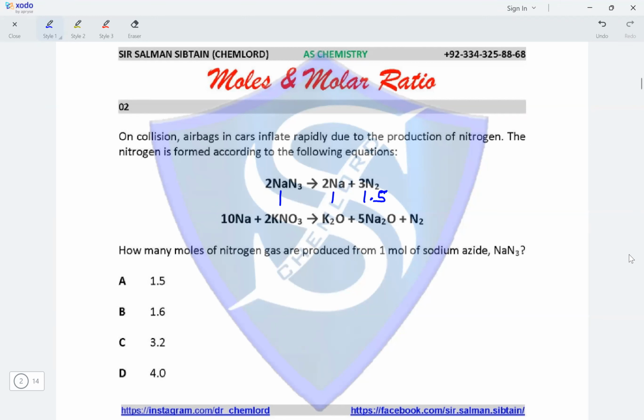Now, the sodium is important here because this sodium is used in the second equation to produce more nitrogen. So in the second equation, 10 moles of sodium produces 1 mole of nitrogen, whereas we have 1 mole of sodium being produced in the first equation, which would produce 0.1 moles of nitrogen. So in total, the number of moles of nitrogen produced with 1 mole of sodium azide is 1.5 moles in equation 1 and 0.1 moles in equation 2. Adding these two together, we have 1.6 moles of nitrogen gas being produced in these reactions, making option B the correct option for this question.